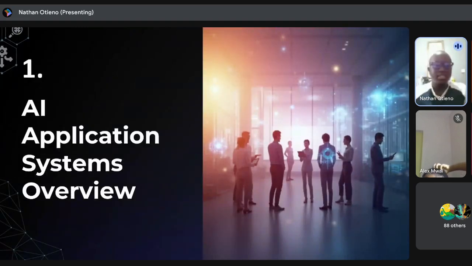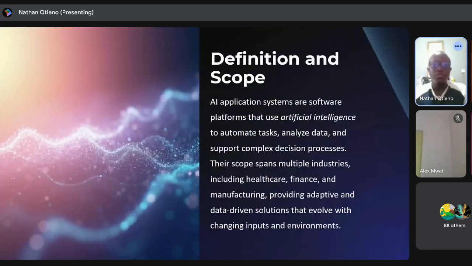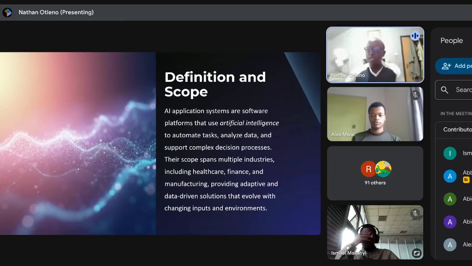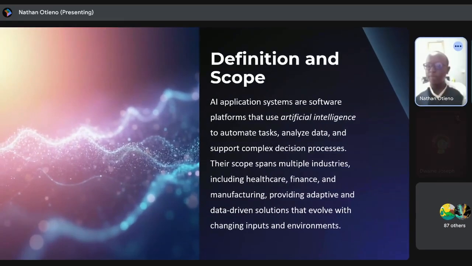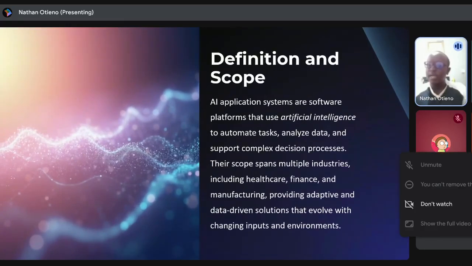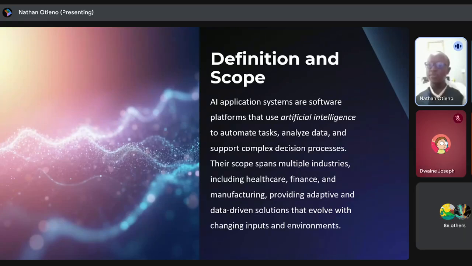The first segment of our presentation is the AI application systems overview. Definition and scope: what are AI application systems? AI application systems are software platforms that use artificial intelligence to automate tasks, analyze data, and support complex decision processes. Their scope spans multiple industries, including healthcare, finance, and manufacturing, providing adaptive and data-driven solutions that evolve with changing inputs and environments.